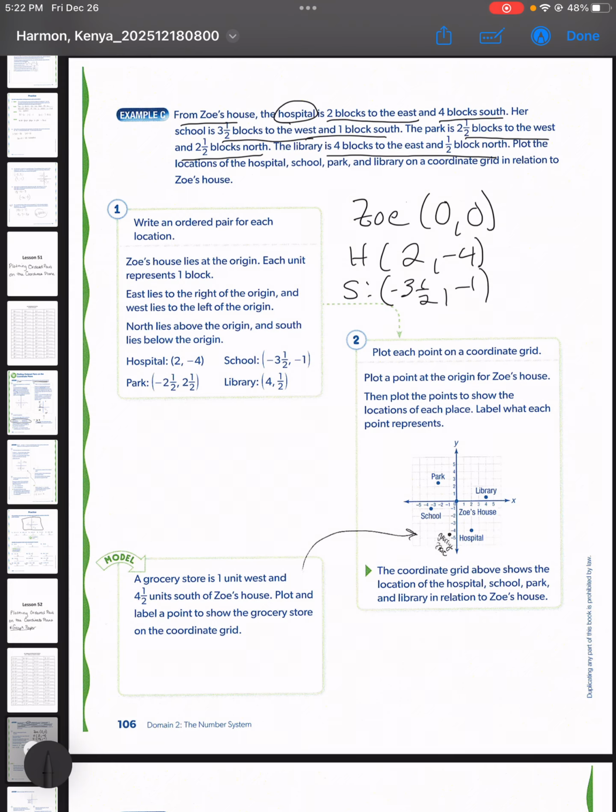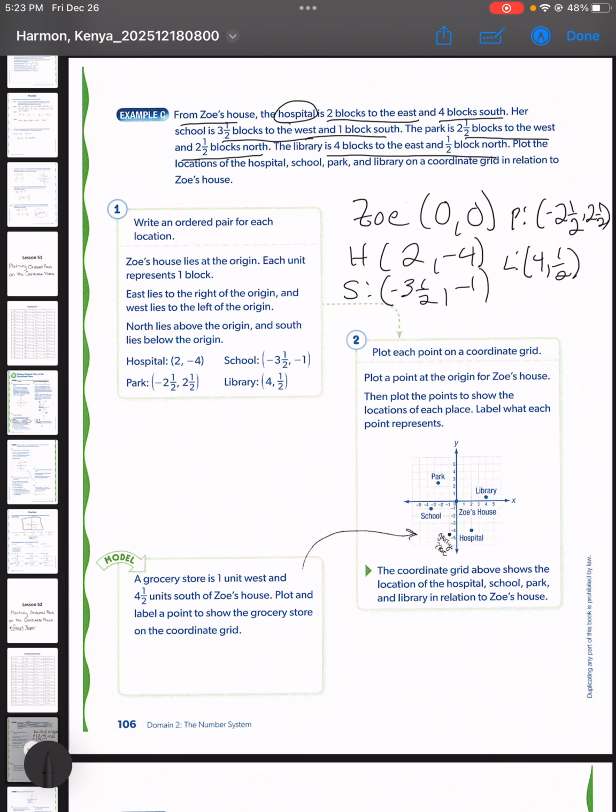The park, this is why it's going to be important to do this with students. The park is 2.5 blocks west. So that's going in the negative direction. So that's negative 2.5. And 2.5 blocks north. So that's going to be positive 2.5. And then the library, we're always starting at Zoe's house, is 4 blocks to the east. So I'm going towards the positive. And a half block north. So I'm going up. So that's positive 1/2.